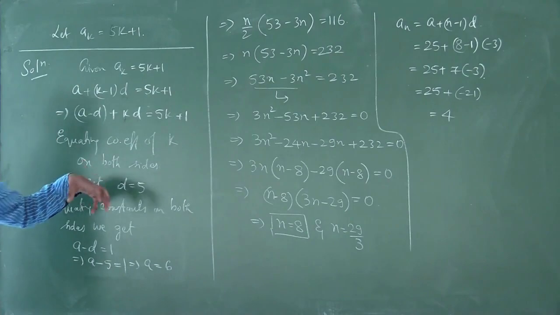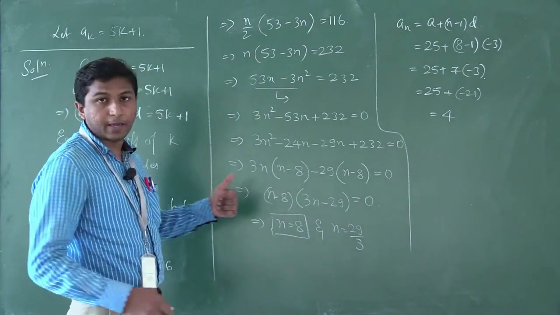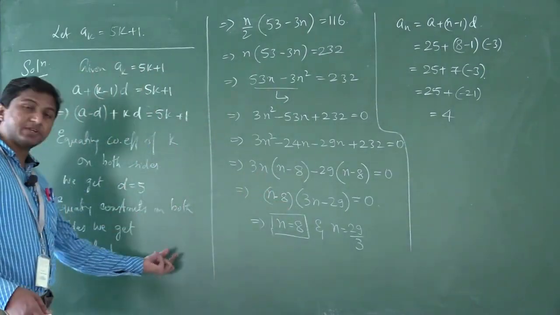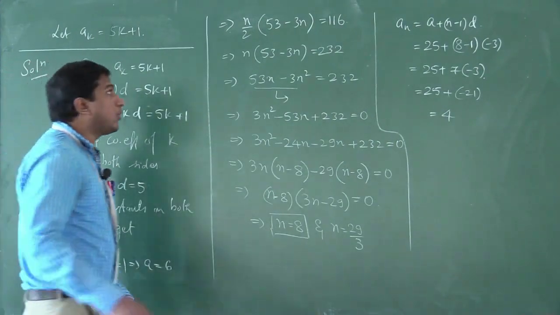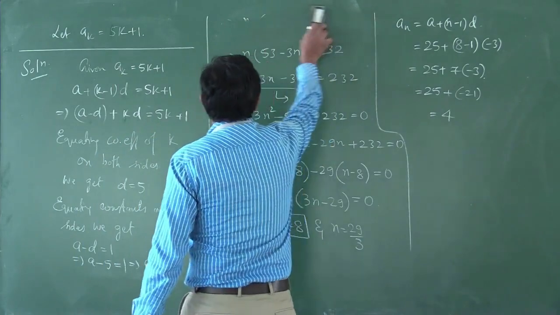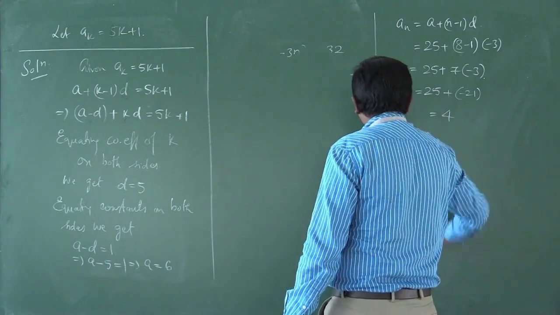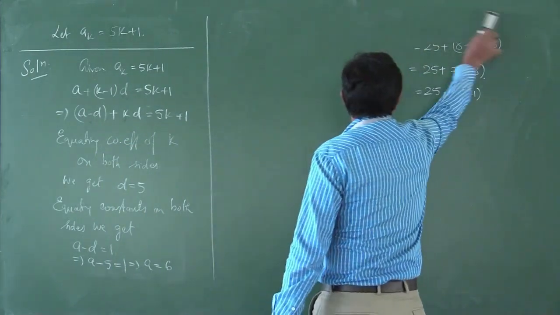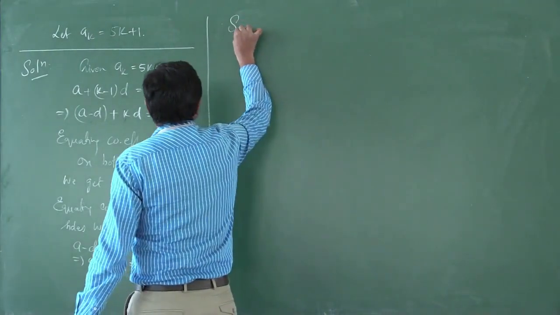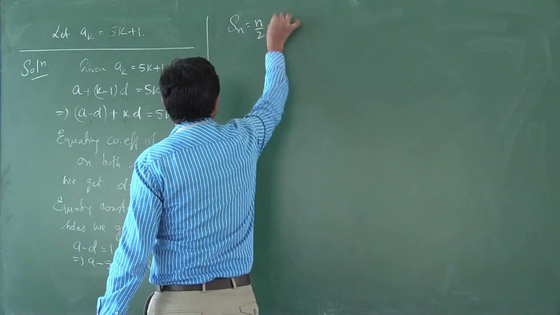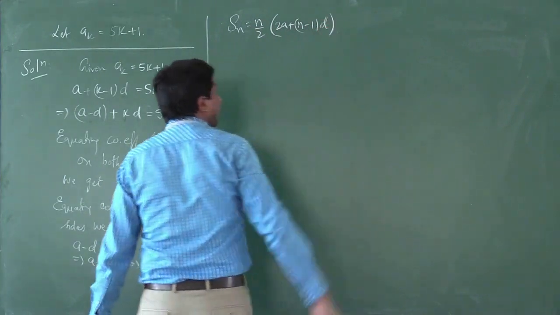What must we find out? We have to find out the sum of the first n terms of this AP. We have got the value of a to be 6, value of d to be 5. We'll use the formula of Sn. What is the formula of Sn for an AP? It is n by 2 into 2a plus n minus 1 into d. So we'll use that formula. What is Sn equal to? Sn is n by 2 into 2a plus n minus 1 into d.